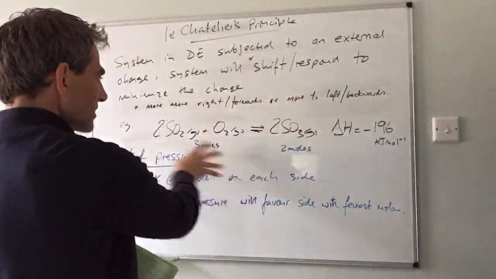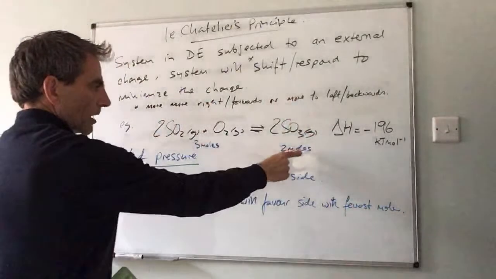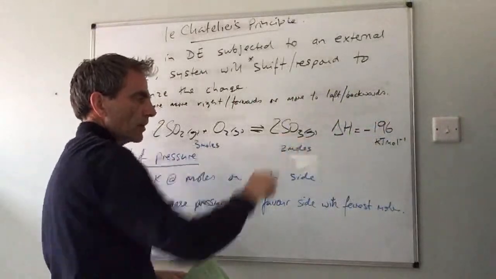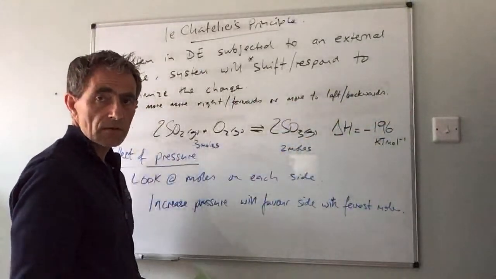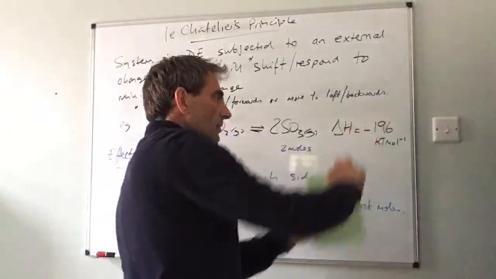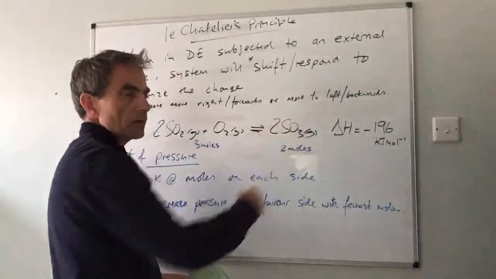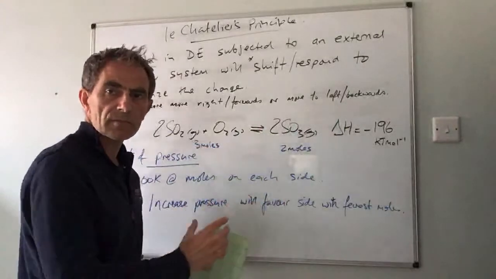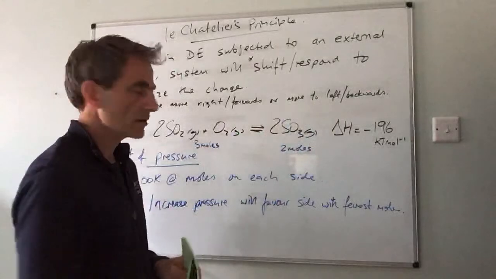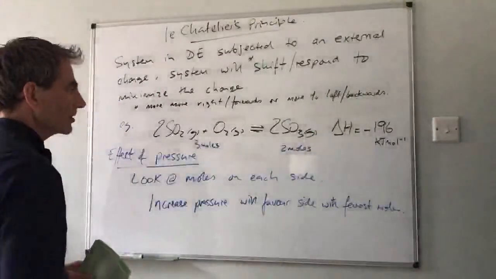So in this example here, an increase in pressure will push this equilibrium over to the right hand side. Okay? So this is useful for industrial processes. If you want to maximise your yield, then you can use pressure to push the equilibrium, and temperature as well, obviously, to push the equilibrium forwards and make more product.